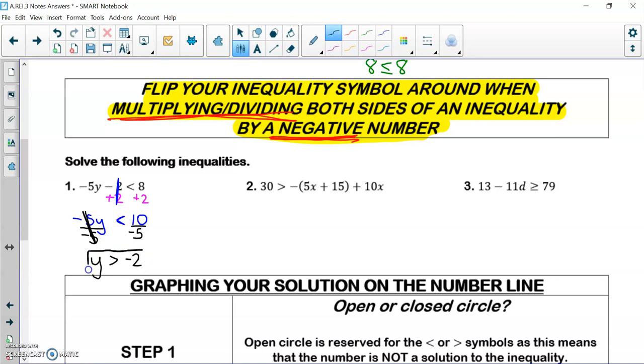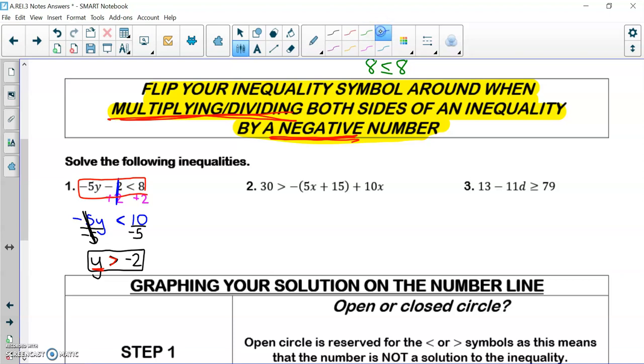This is my solution. What this solution means is if we put any number greater than -2 into my original inequality, then we would get a true statement. So if I put 0 in for y, I would wind up with a true statement. If I put -1 in for y, I would wind up with a true statement. Any number greater than -2 is a solution to that inequality.